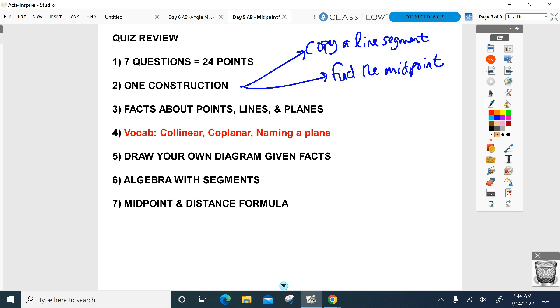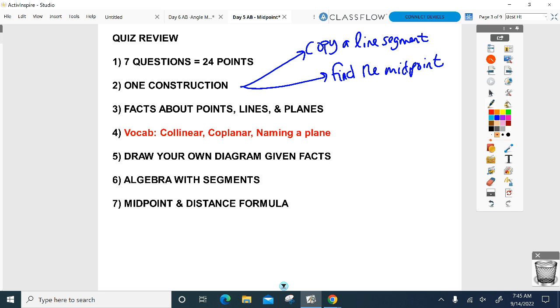And then how do I name a plane? Because I'm going to ask you to name a plane. Uppercase letter in the corner. Or if the uppercase letter in the corner is not there, how can I name it using points? 3 points. But they can't be any 3 points. They have to not form a line. You name 3 points that don't form a line to name a plane. Good.